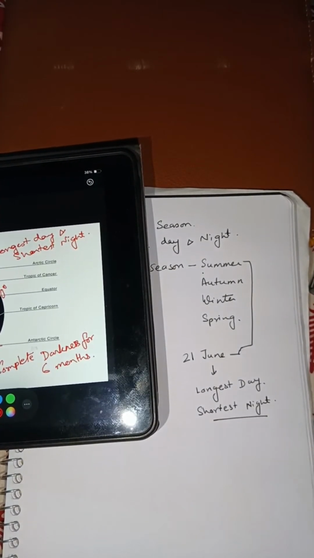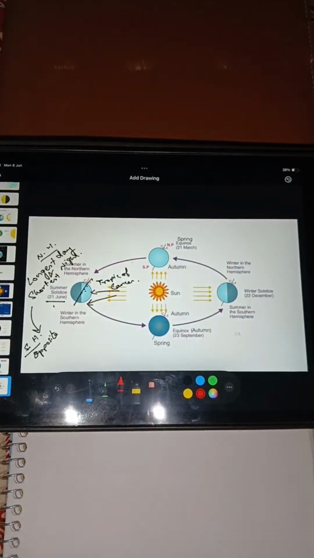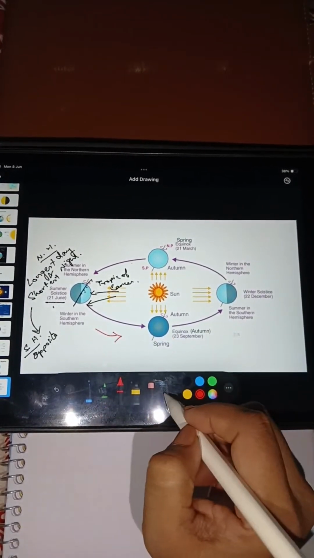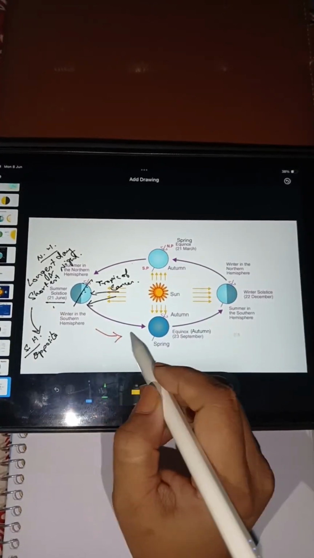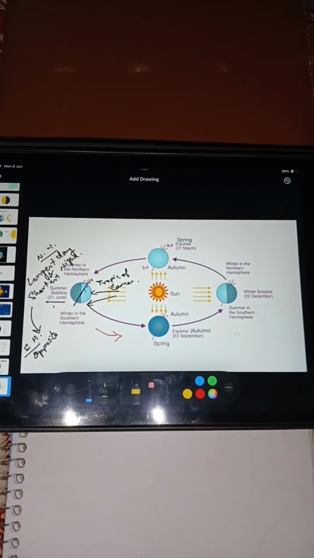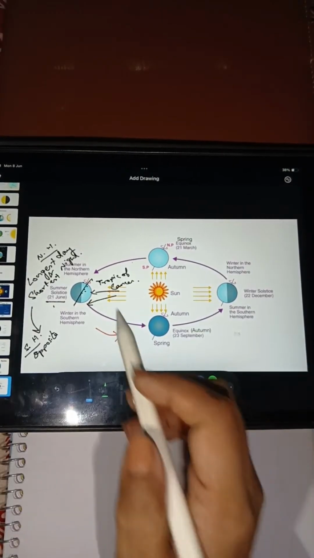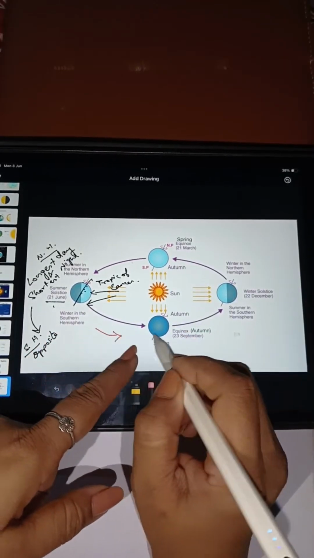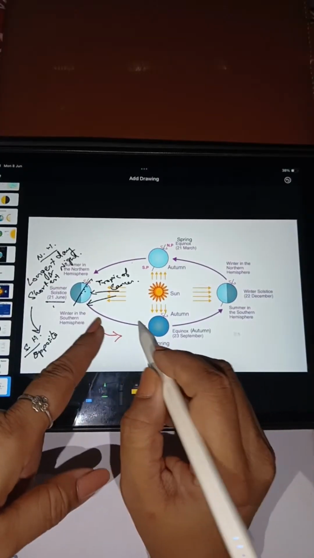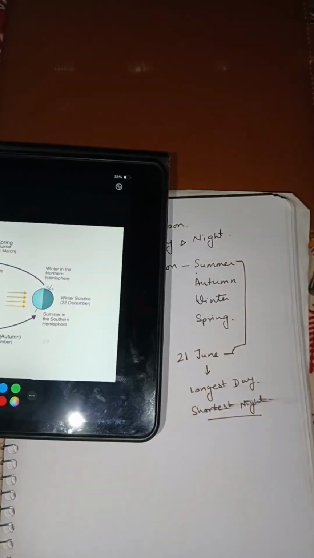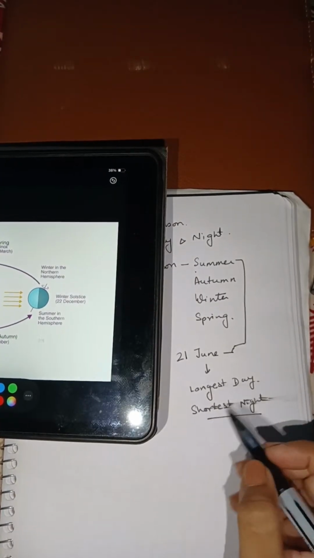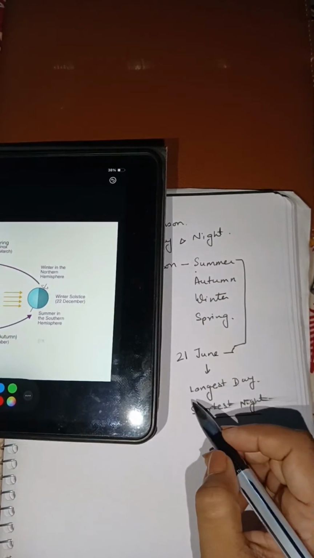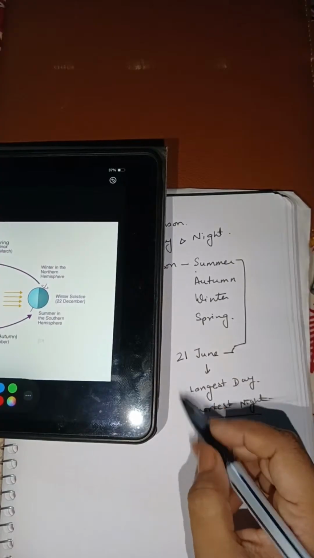What happens? From here the Earth moves in this direction, and slowly the tilt straightens. When it comes to this position we see that the tilt is not so much, so beyond the tropics it seems, by the apparent movement of the sun, that the sun cannot go beyond the tropic.